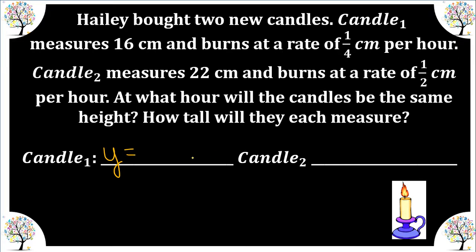So candle 1 is going to start out at 16 centimeters. It's going to decrease in height, burn at a rate of 1/4 per hour. So x will represent hours. Candle 2's total height starts out at 22 centimeters high, and it burns at a rate of 1/2 centimeters per hour. So again, x is hours and y is total height.